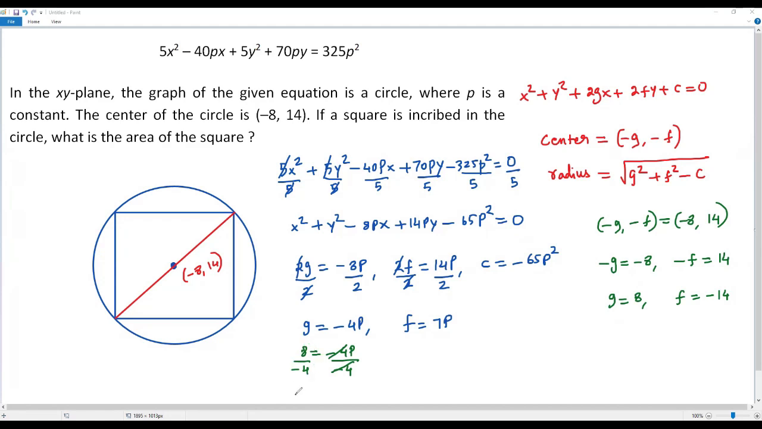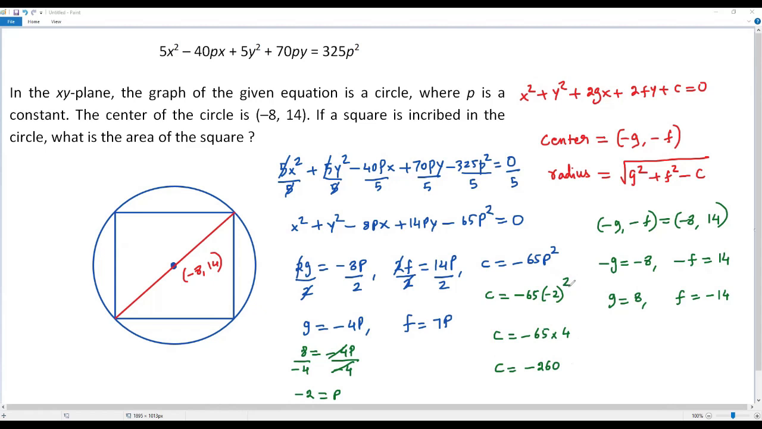8 divided by negative 4 is negative 2. On the right side, we have p. Here I got the value of p, that is negative 2. We can plug in this value negative 2 for p over here. Then I'm getting c equals negative 65 times negative 2, the whole square. C equals negative 65 times, the evaluation of this one is 4. C equals negative 65 times 4, which is negative 260.